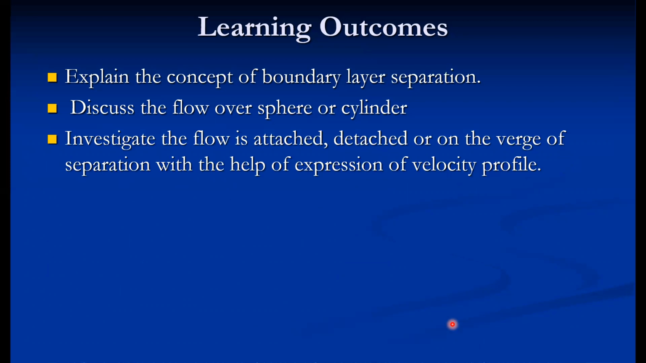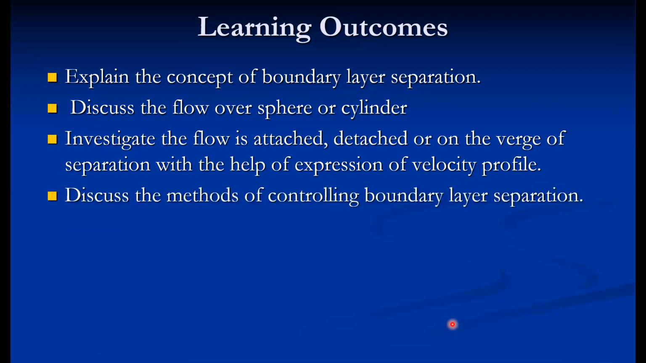We will be able to investigate the flow, whether it is attached, detached, or on the verge of separation. If we know the local velocity distribution equation in non-dimensional form, then differentiating that with respect to y at y equal to 0, with the help of the value of ∂u/∂y at y equal to 0, we can recognize whether the flow is attached, detached, or on the verge of separation. A positive value of ∂u/∂y at y equal to 0 means the flow is attached. A negative value means the flow is detached. And if ∂u/∂y at y equal to 0 is 0, then the flow is on the verge of separation. Then you will be able to discuss the methods of controlling the boundary layer separation as well.